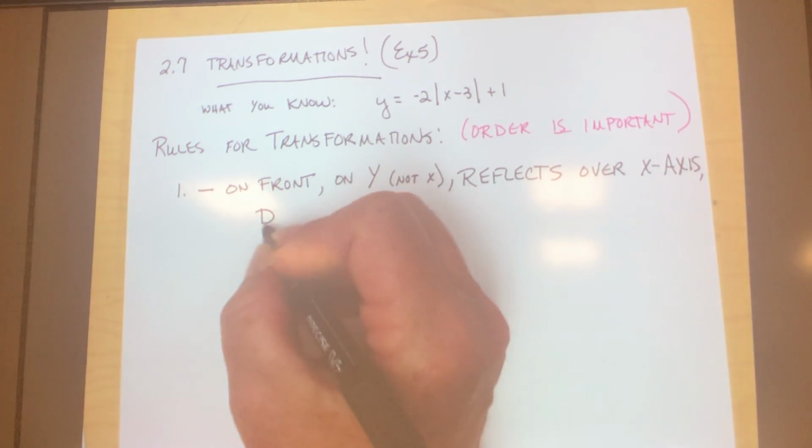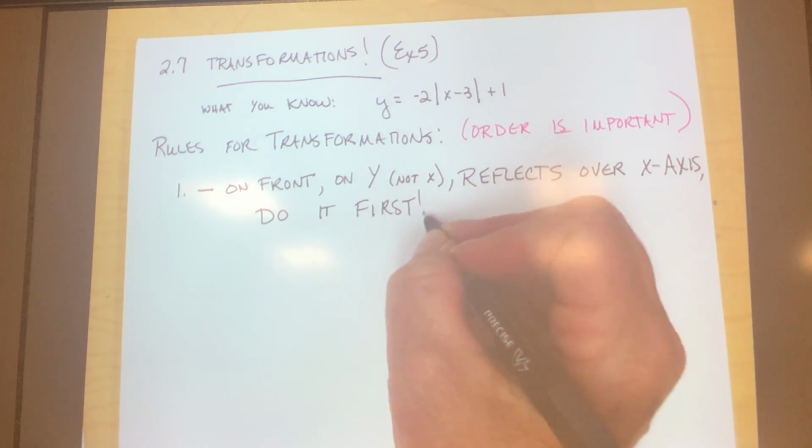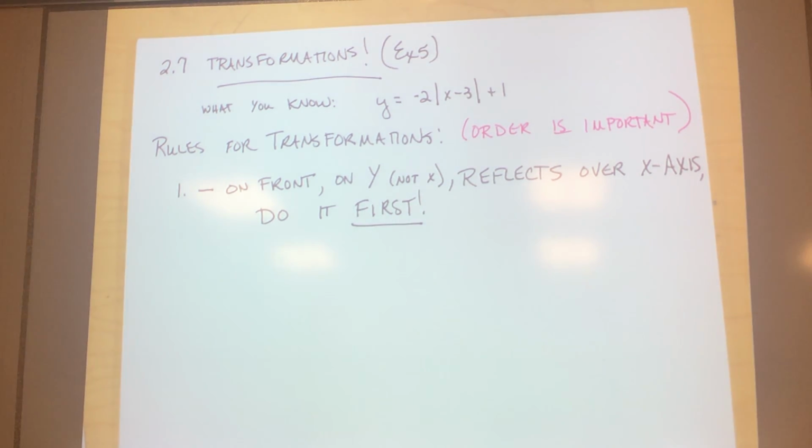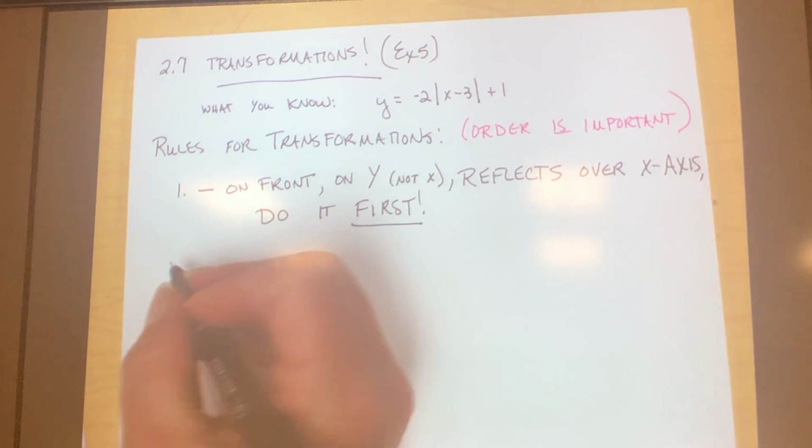And we are going to do it first. Notice that was the very first thing that we did on that problem up there. I said, what does this negative do? And you said, makes it up and down. So we made it up and down. Okay? So we're always going to do that first. All right, number 2.